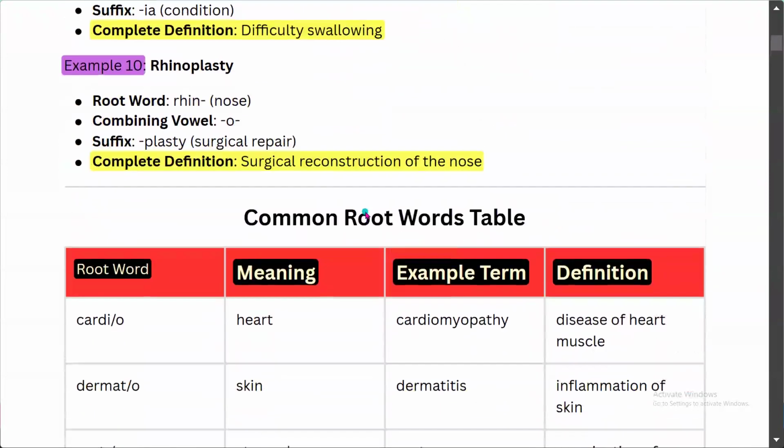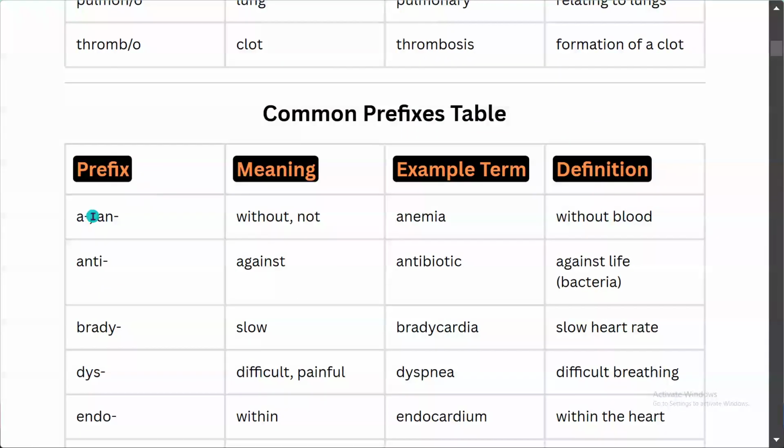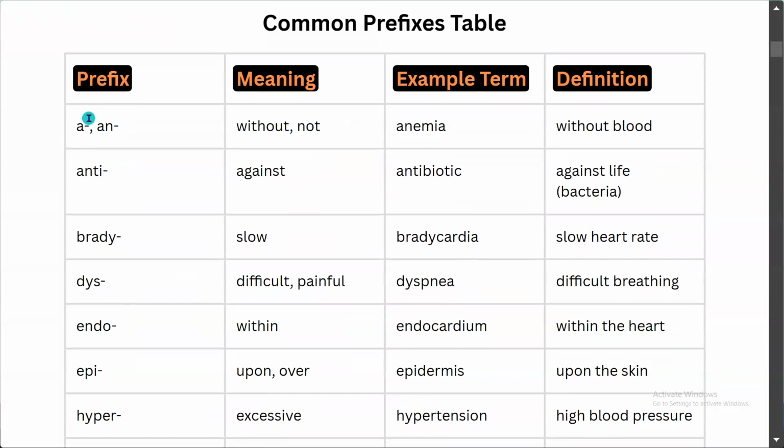So here these are the common root words. Like the prefix, that means the word used before any word. Over here you can see a term, anemia. A-N means without or not. So anemia means a person having without blood or lesser. Anti means against.